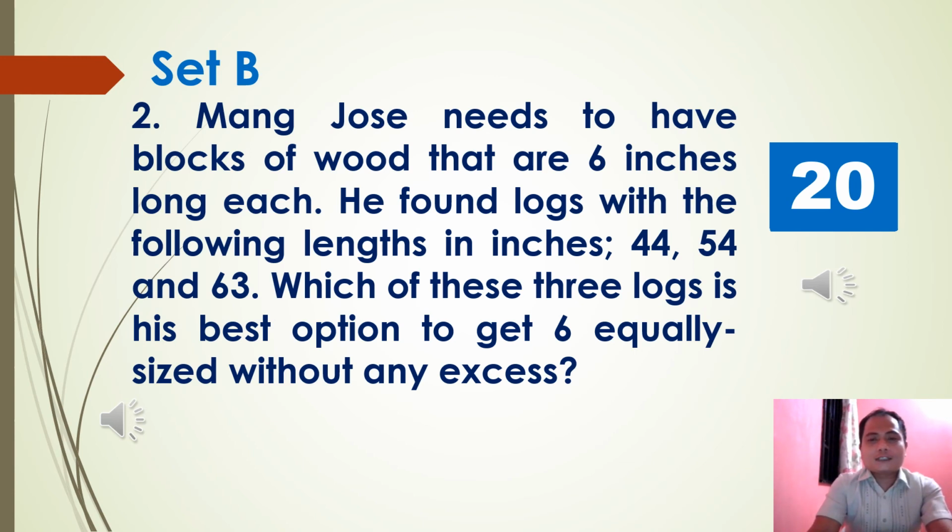He found logs with the following lengths in inches: 44, 54, and 63 inches. Which of these 3 logs is his best option to get 6 equally sized without any excess, or in short, which of that number is divisible by 6? Is it 44, 54, or 63? Timer starts now.